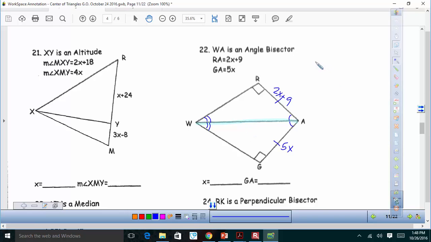So we would set those equal, and we get 2x plus 9 equals 5x. From there we'd solve for x, so we would subtract 2x from both sides. That gives us 9 equals 3x. Then we would divide both sides by 3, and we get x equals 3. They also asked me for GA, so I would take this 3 and plug it back in where? 5x. So 5 times 3 is 15.